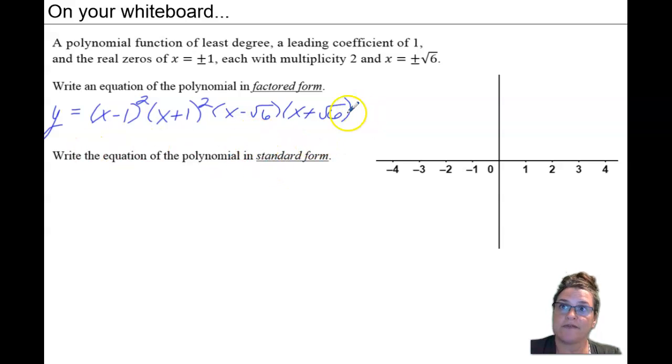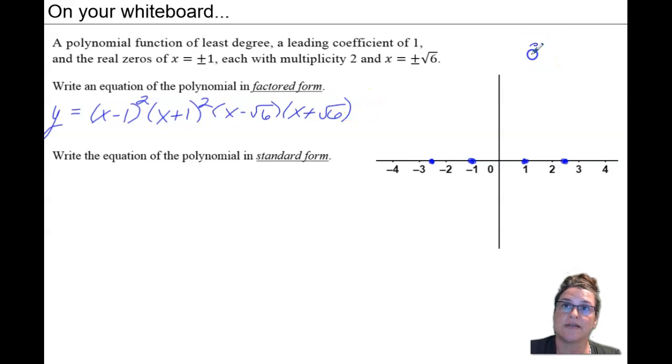The square root of 6 is 2.4-ish maybe, so somewhere in here. We'll go ahead and put a real zero. Then negative square root of 6 would be negative 2.4-ish, somewhere over here. x equals positive 1, and x equals negative 1. Okay, and the degree, 2 plus 2 is 4, plus 1 is 5, plus 1 is 6.